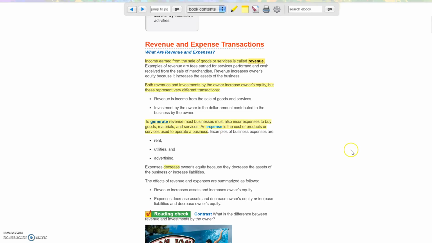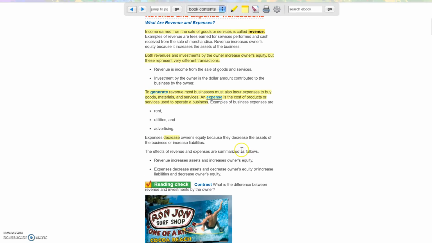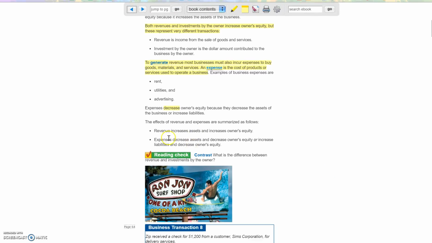Expenses are the opposite of revenue. They decrease owner's equity because they decrease the assets of the business, or they could increase liabilities. The effect of revenue and expenses is summarized below here. So revenue increases assets and increases owner's equity. Expenses decrease assets, and they decrease owner's equity.